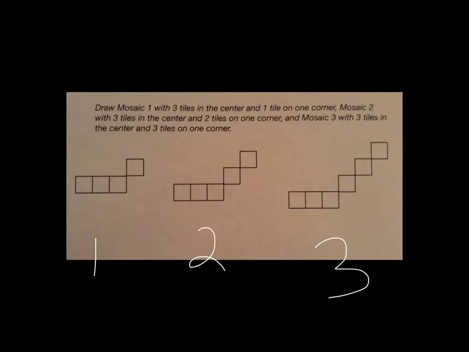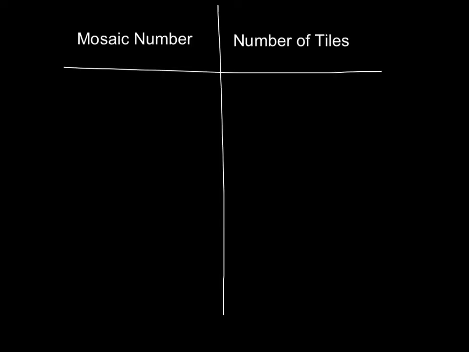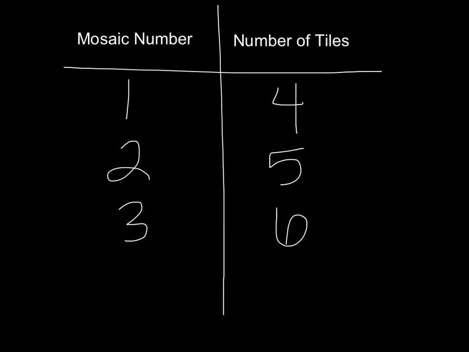Do you see the pattern? I would like you to draw the next 2 mosaics, please. I would like you to create this table. Now, for mosaic 1, I want you to tell me the total number of tiles there were. There were 4 tiles. In mosaic 2, there were 5 tiles. Mosaic 3, there were 6 tiles.